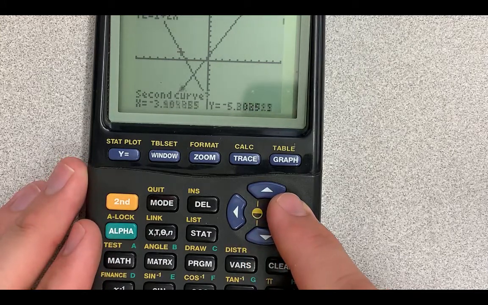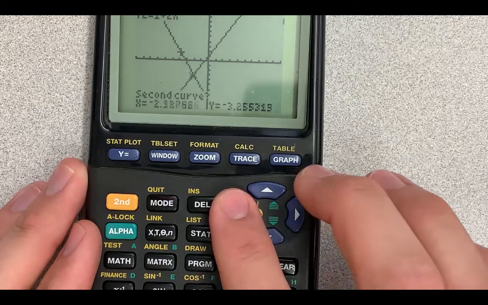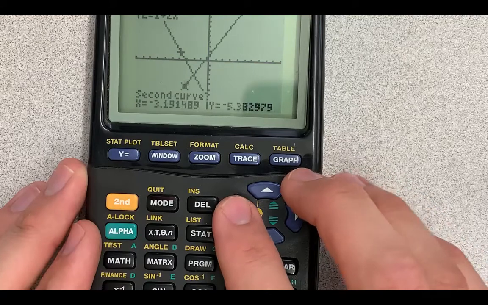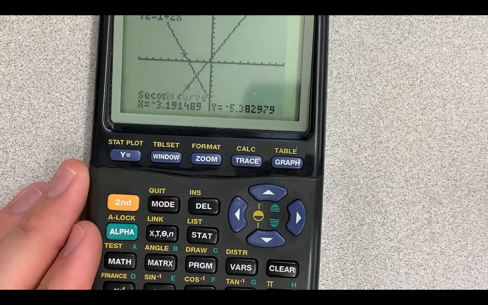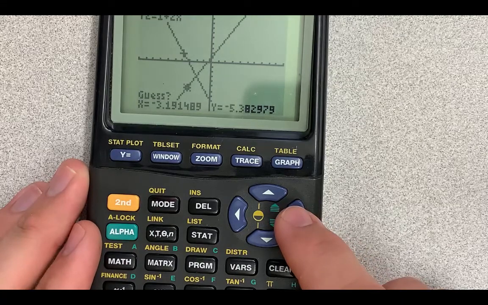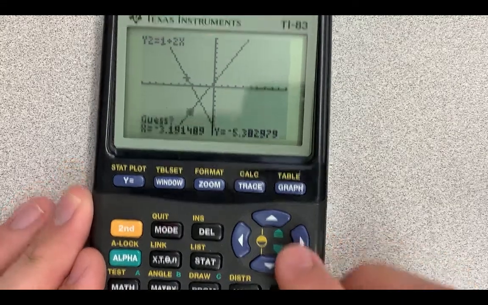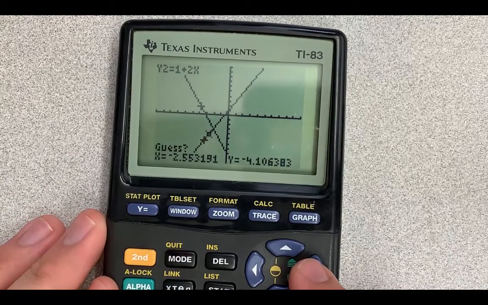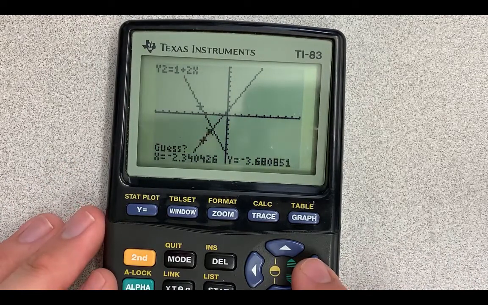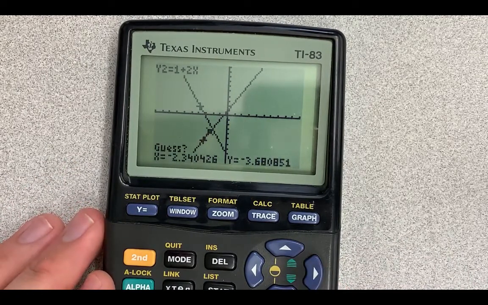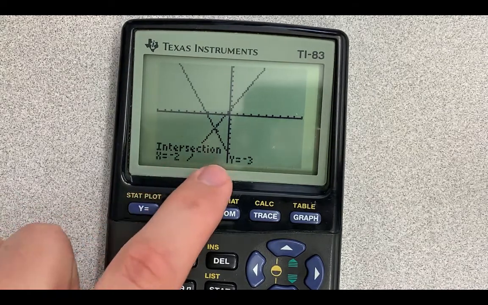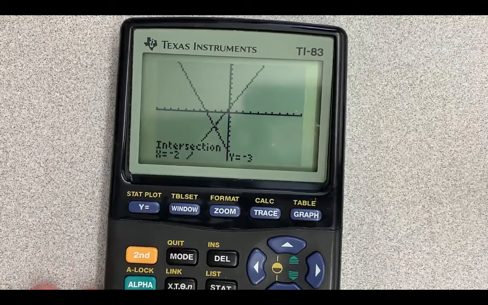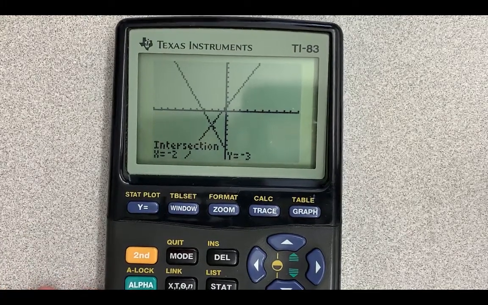If you can't see your cursor that well, the left and right arrows move the cursor along the same line or the same curve without moving it around. So we hit enter again on this line, and then it says take a guess. Now there's only one intersection here, so the guess doesn't really matter that much, but if there were multiple intersections, like with different kinds of curves, you would need to be a little bit more careful with your guess. So hit enter again on the guess, and it will tell you that the intersection is at negative 2, negative 3, and that is the solution to that system of equations.